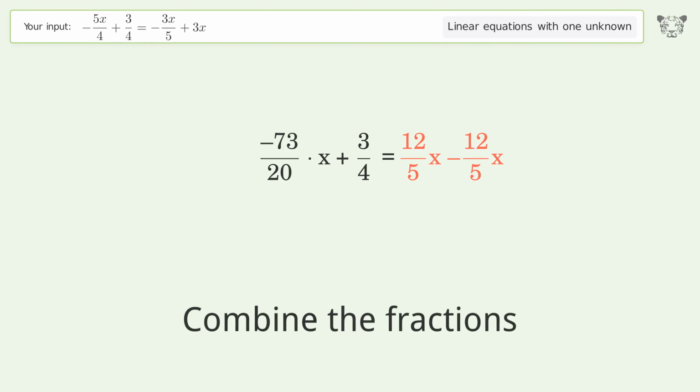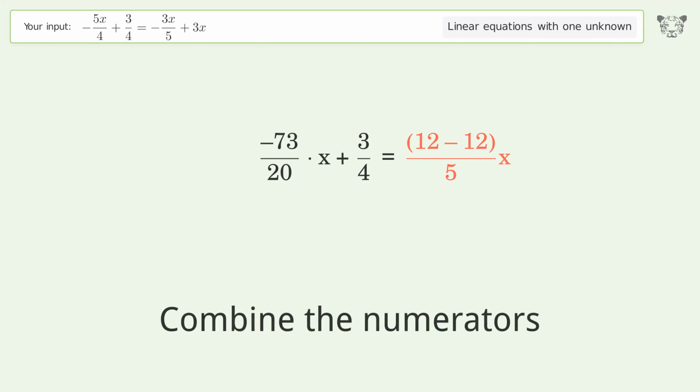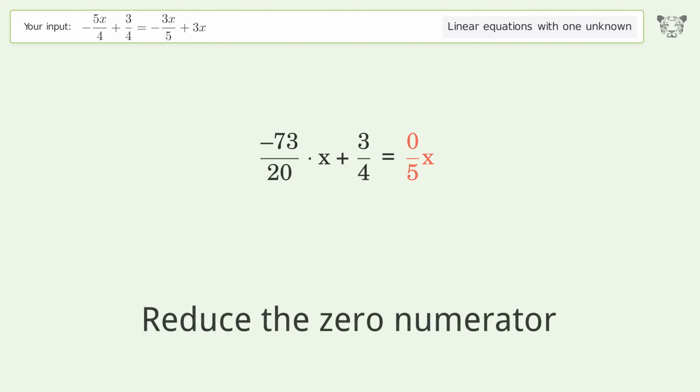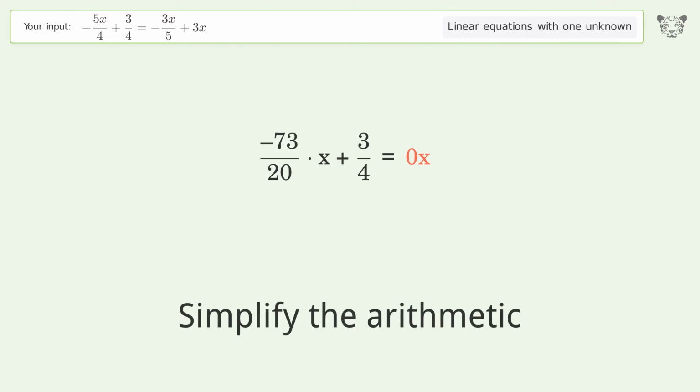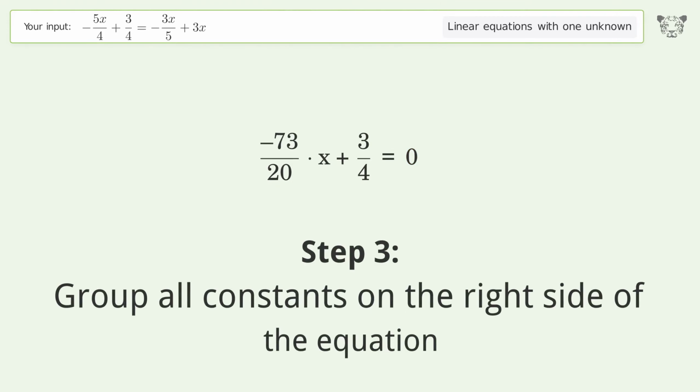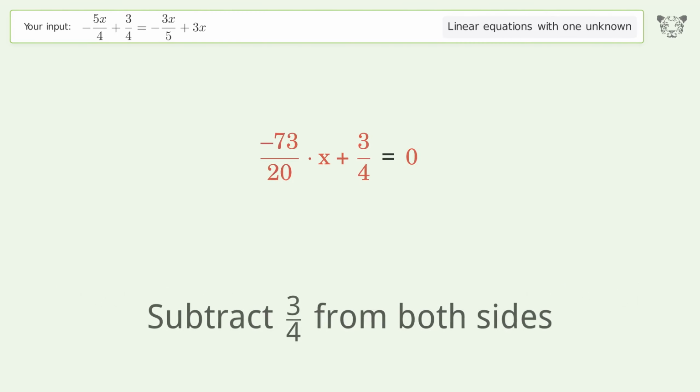Combine the fractions. Combine the numerators. Reduce the zero numerator. Simplify the arithmetic. Group all constants on the right side of the equation. Subtract 3/4 from both sides.